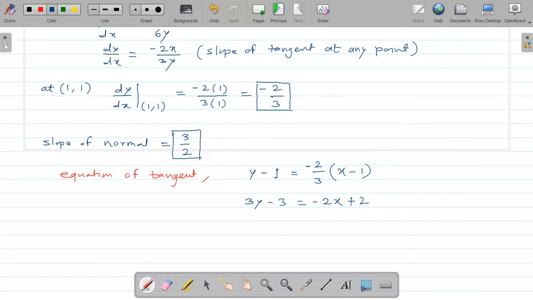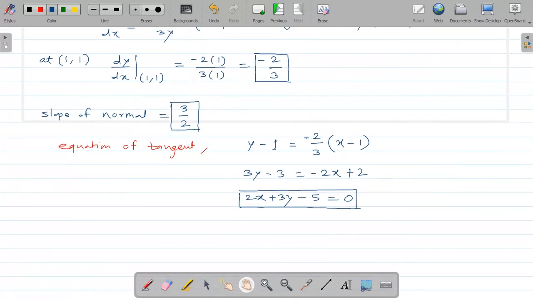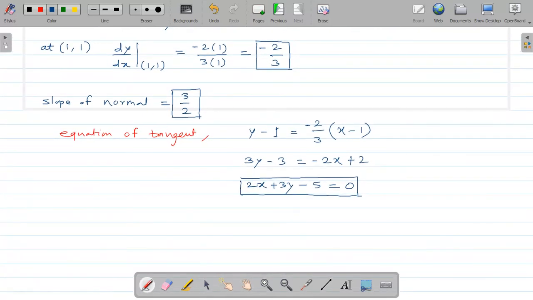Okay. Now rearrange this equation in the form of ax plus by plus c is equal to 0. So take this term here. So you will get 2x plus 3y minus 5 is equal to 0. So this is the equation of tangent. See this carefully. Okay.